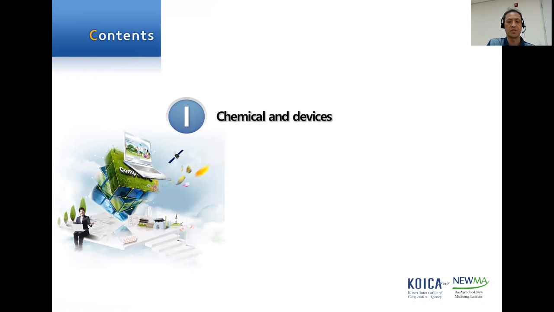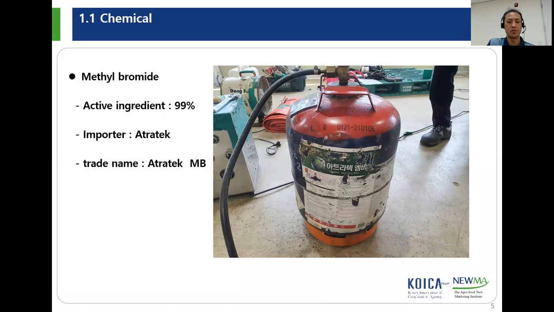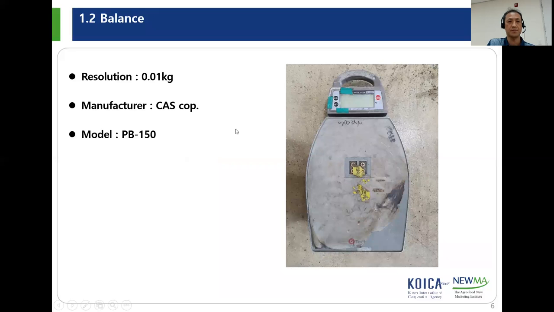Before fumigation, chemical and devices should be prepared. Methyl bromide with 99% of ingredient is used in the treatment. A balance with 10 gram of resolution is used for weighing the amount of MB to be injected.